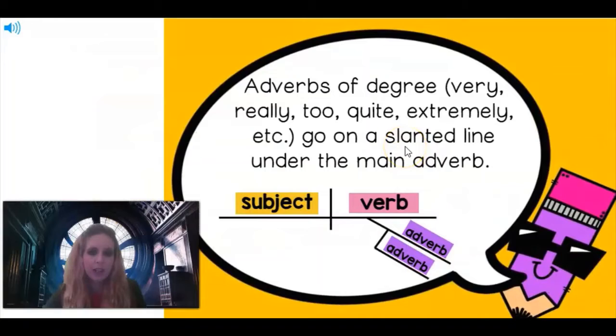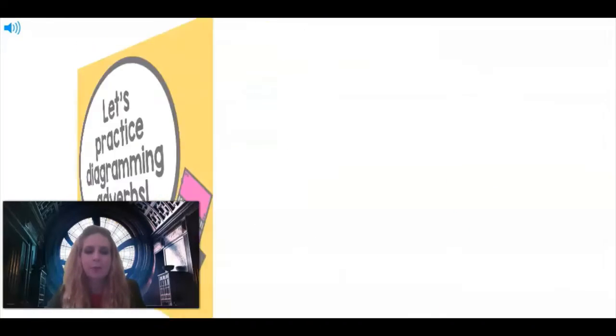So adverbs of degree, like very, really, too, quite, extremely, those are going to go on a slanted line under the word they describe. Okay, so subject and verb, this is the adverb that describes the verb, but then this would be the adverb that describes this adverb. All right, let's take a look at some examples.